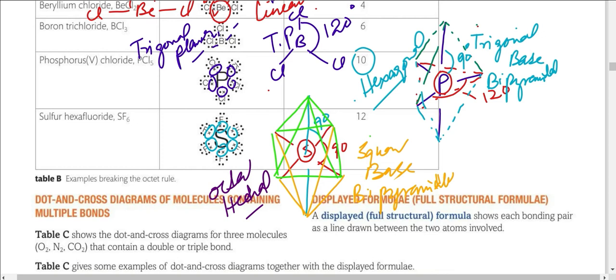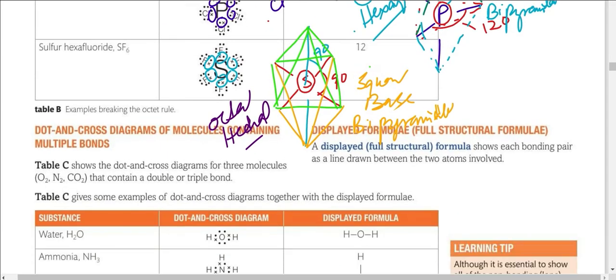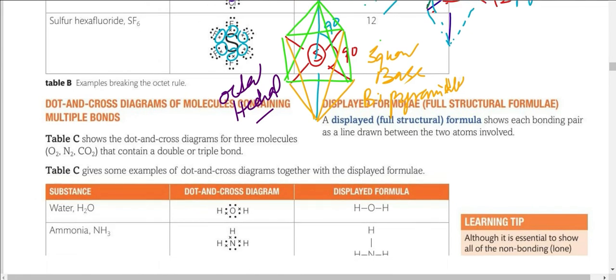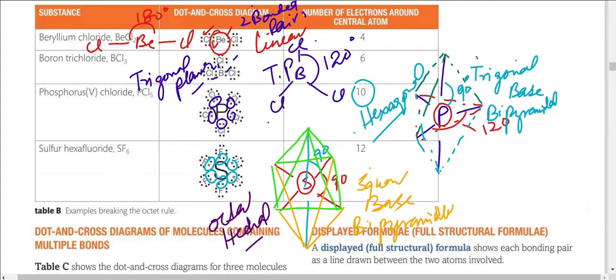There's one more structure which is not given in this book, but they ask about it all the time when we are dealing with these structures. It is IF7, the structure which I'll display right now. IF7, iodine heptafluoride.